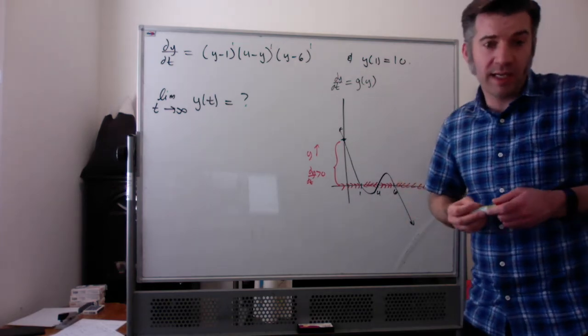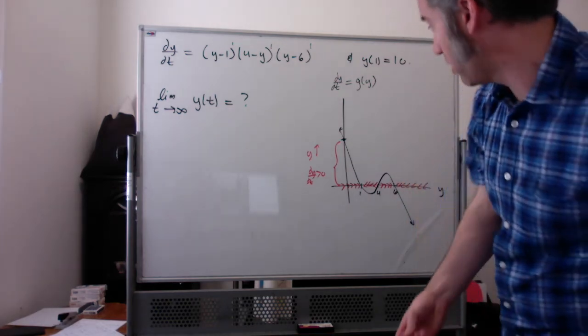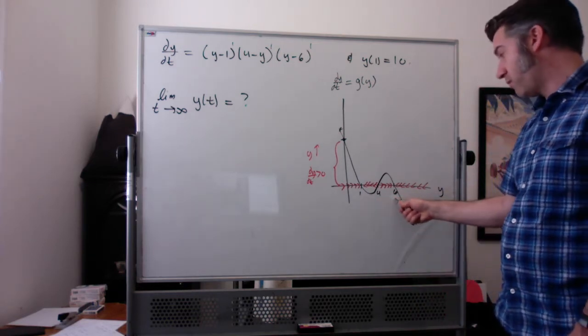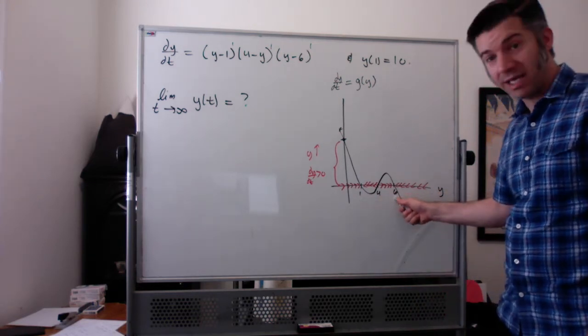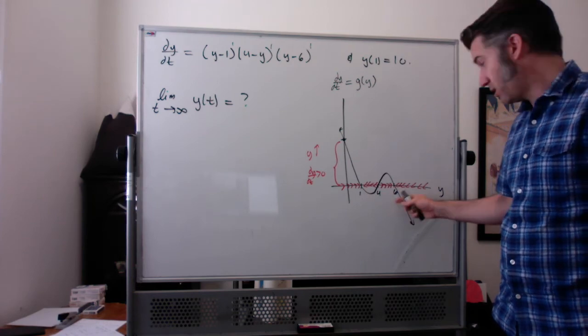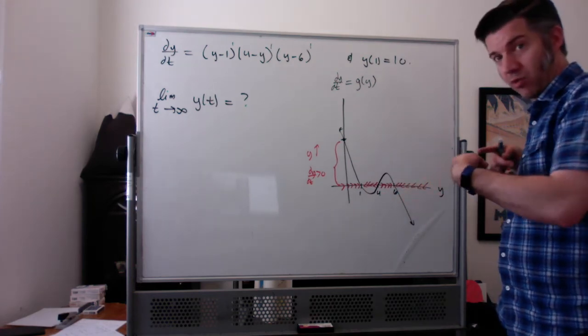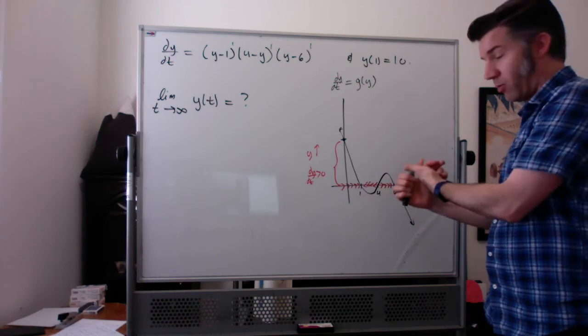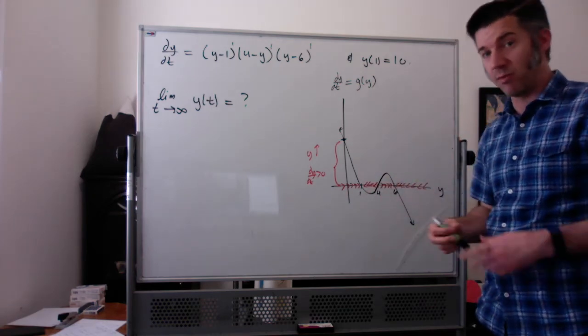So not that the question asks you this, but it is worth noting that both 1 and 6 are stable equilibria, because if you start anywhere around them, you get pushed back towards them. Whereas 4, the arrows point away, so 4 is an unstable equilibrium.